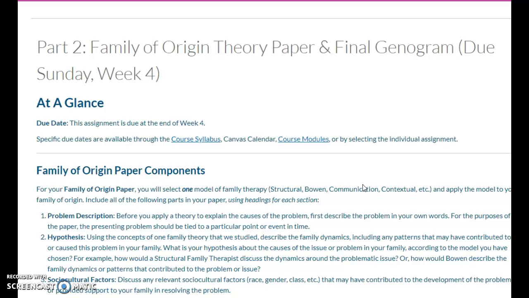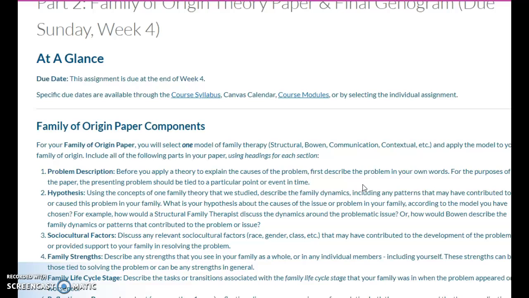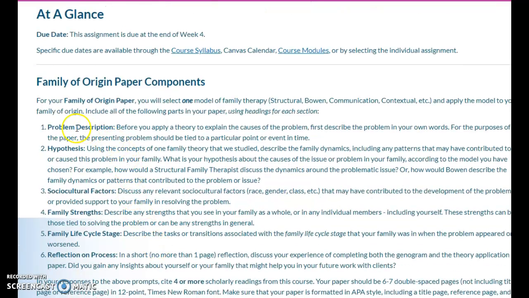So specifically, you're going to be choosing one problem that your family of origin had experienced. Please, for the purpose of the paper, use these 6 headings here that you see for the organization of your paper. That would be helpful.